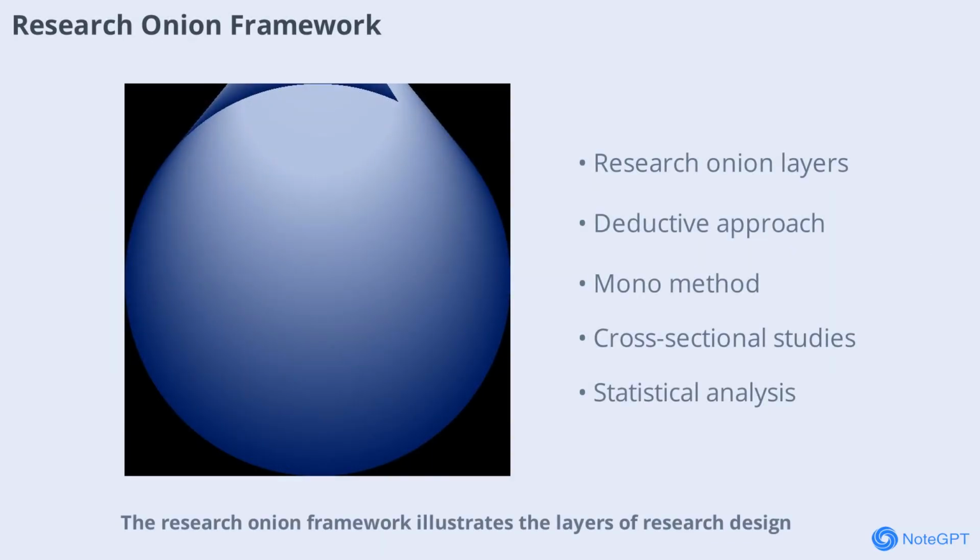The Research Onion framework illustrates the layers of research design. It starts with philosophy such as positivism, then moves to approach, strategy, choice, time horizon, and techniques. Positivism uses a deductive approach, testing existing theories through surveys or experiments. The mono method focuses on a single data collection technique, often quantitative. Cross-sectional studies provide a snapshot of data at a specific point in time. Statistical techniques are used to analyze the data, ensuring precision and reliability.